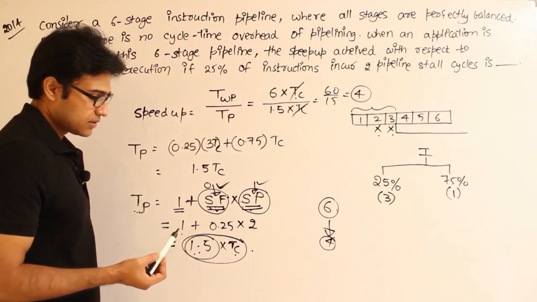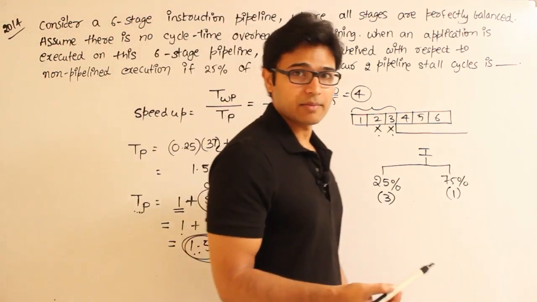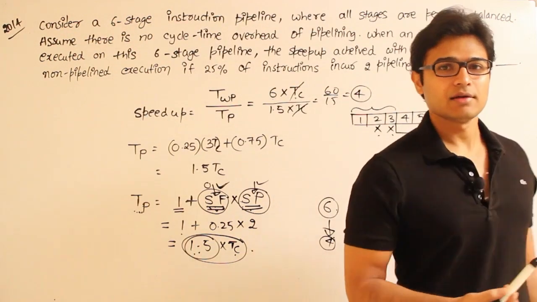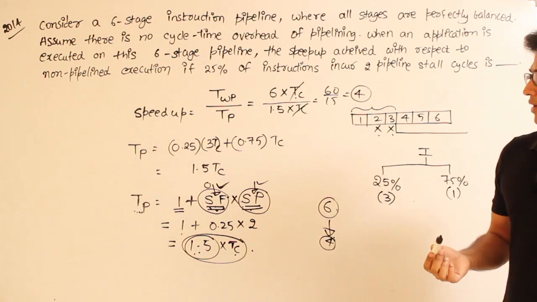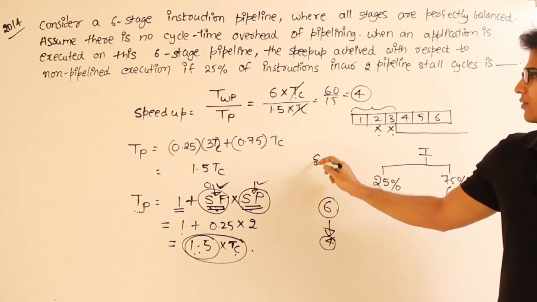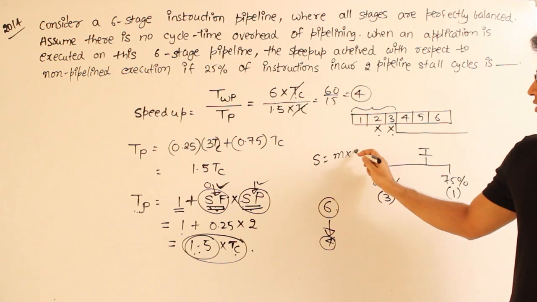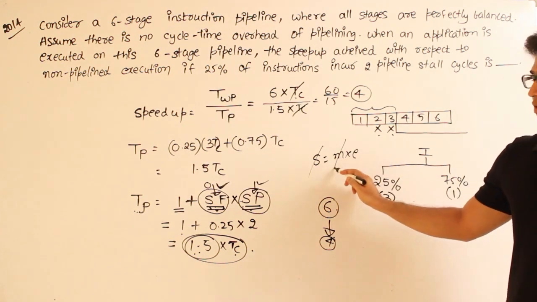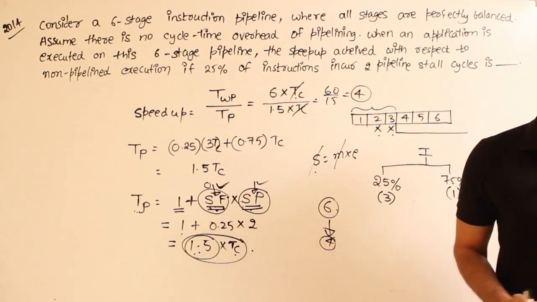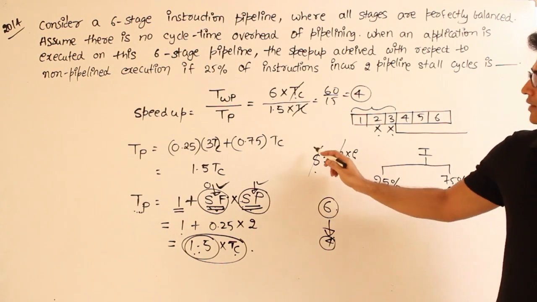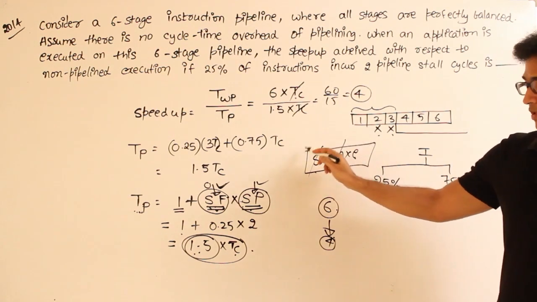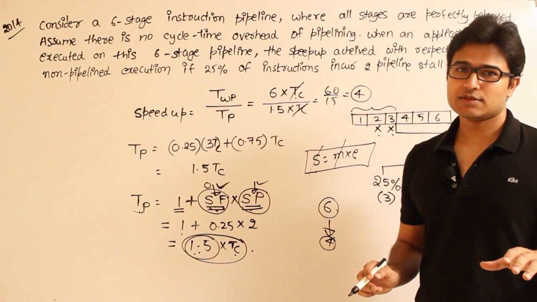If you remember, there is a relationship between the efficiency or utilization of the pipeline, the speedup, and the number of stages. I told you, right? Speedup is equal to the number of stages times efficiency. When these two are equal, then efficiency is equal to 1, which means 100% efficiency. Got it?